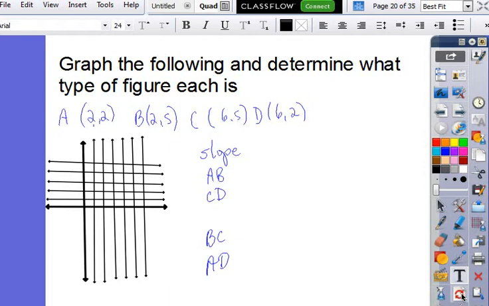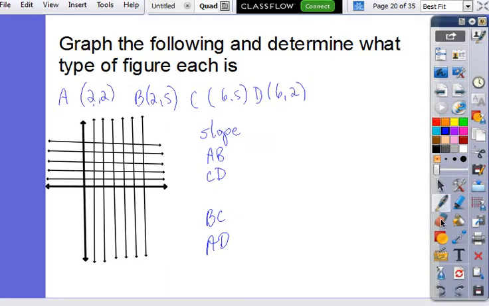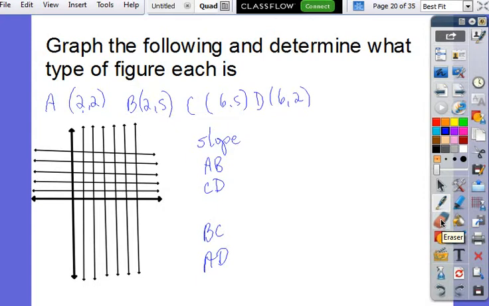When I graph this, let's see, 2, 5. All right, based on my graph here, what does it look like? Rectangle. It looks like a rectangle. But now we just can't say, oh, it looks like a rectangle, so we're done. We're going to have to answer all the questions on this, then prove that it's a rectangle.